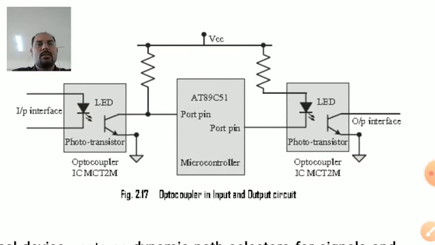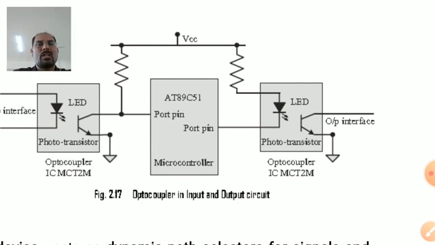Let me explain the working of it at the output side. See here, the anode of the LED is connected to VCC via a resistor. It means that whenever I give plus 5 volts to VCC, the LED turns on and it turns on the phototransistor in turn, then current flows from the collector to the emitter of that.